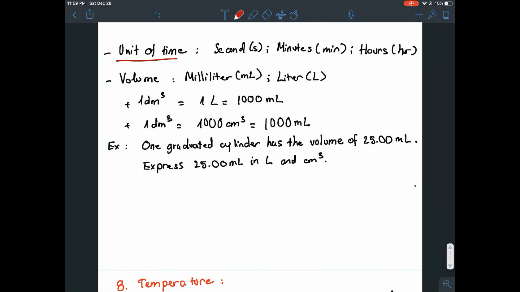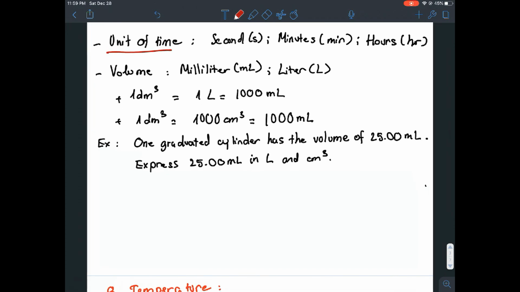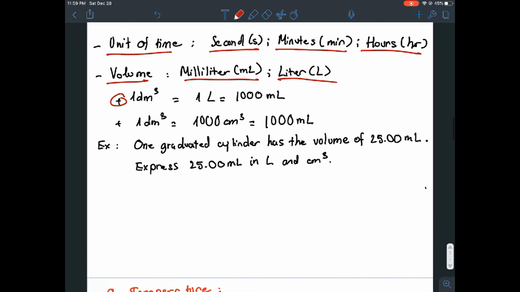Other than that, we have the units of time, which are seconds, minutes, hours. About the volume, we have the units of milliliter and liter. Here, 1 cubic decimeter is equal to 1 liter, which is equal to 1,000 milliliter. 1 cubic decimeter is also equal to 1,000 cubic centimeter and equal to 1,000 milliliter.